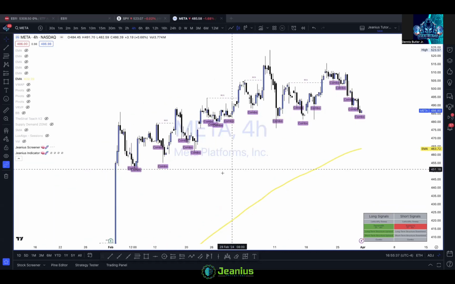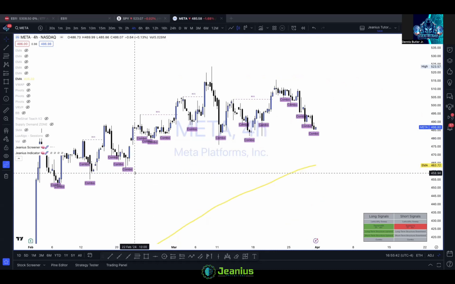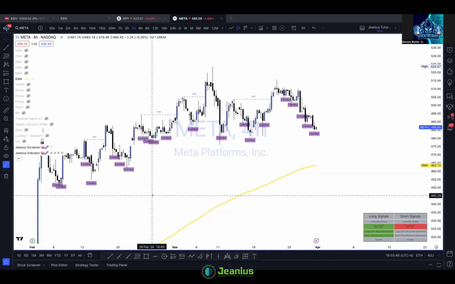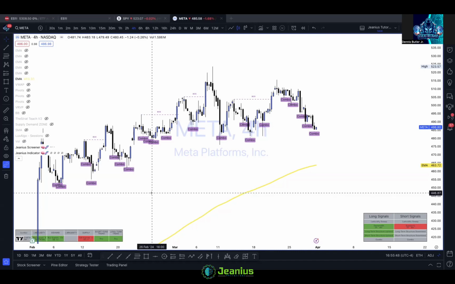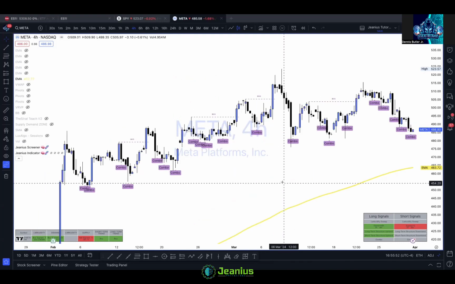Now, obviously, you wouldn't just lean fully on the indicator. You would use this indicator as an alert zone, an alert area, and then you also pay attention to price action to make sure price action aligns with what the indicator is telling you.